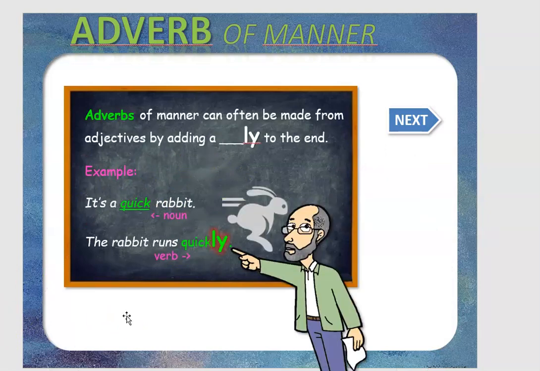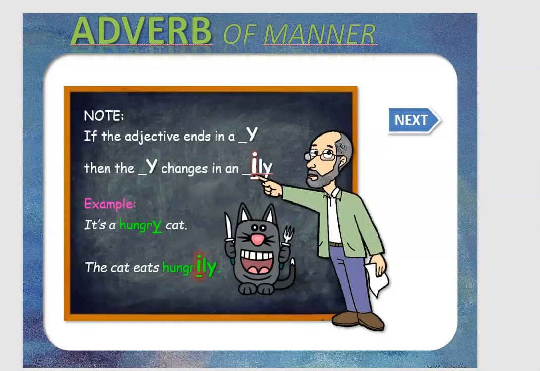Now, adverbs of manner can often be made from adjectives by adding ly to the end. In the previous example, we talked about the rabbit, and we used the adverb quickly. So, what did we add at the end of the word? We added ly. It's a quick rabbit, but when we transform it into an adverb, it is: the rabbit runs quickly. Now let us go to the next example.